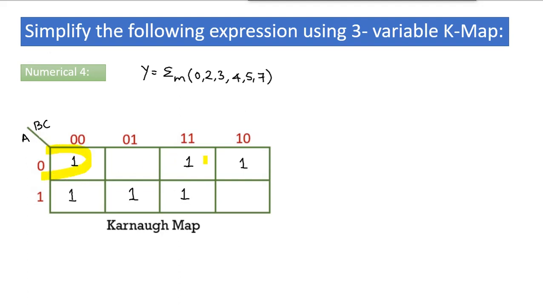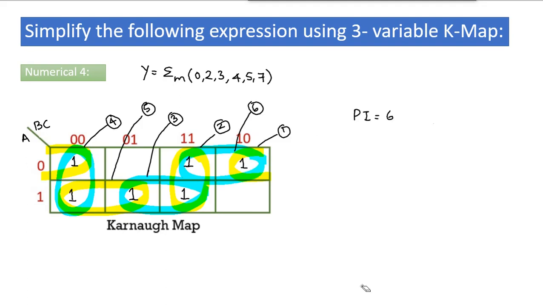So how do I group them? I can group this as one particular group. Then I have this as another group. Another group. This is another group. And I have another group. So the total number of prime implicants will be the number. So let me write the final expression.